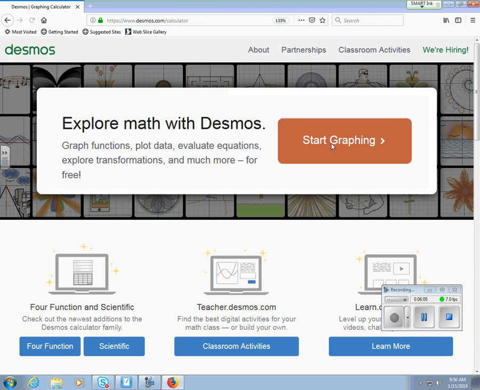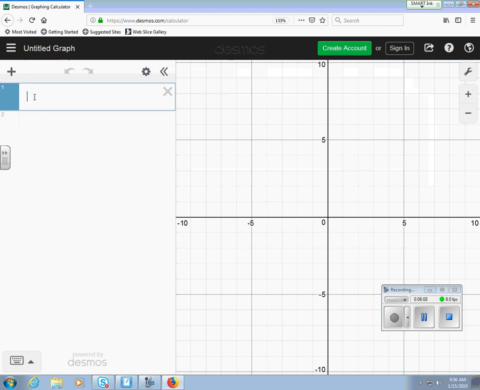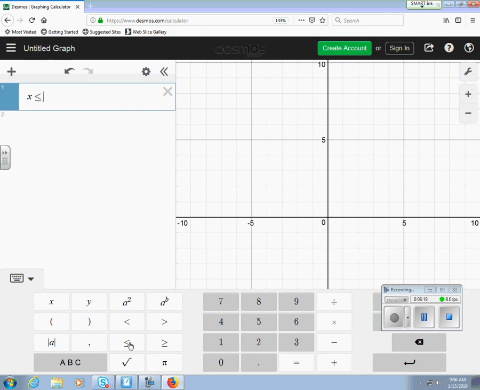And of course, Desmos cannot work with T's and J's. So my T is going to be X and my J is going to be Y. So therefore, we're going to have X, and that is going to be less than or equal to 8.